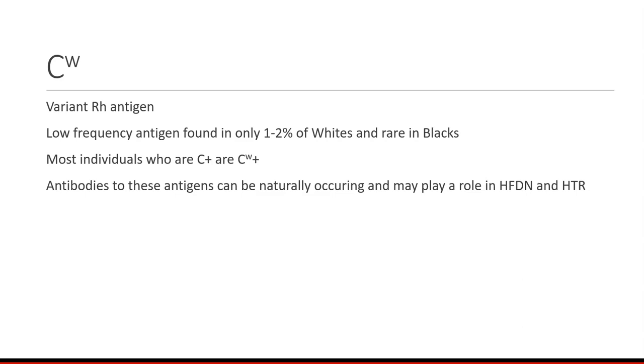So again, we're going to talk about frequencies when we get into identification of alloantibodies, but a low frequency antigen is one that is absent in the majority of the population. So if you have an antibody, finding donor blood is very, very easy because most people lack the antigen. High frequency, unfortunately, is the opposite. It's found on almost everybody, so chances of finding compatible blood are very difficult.